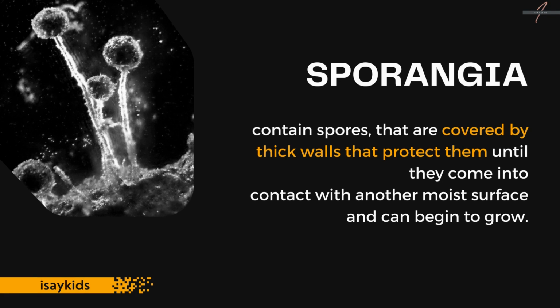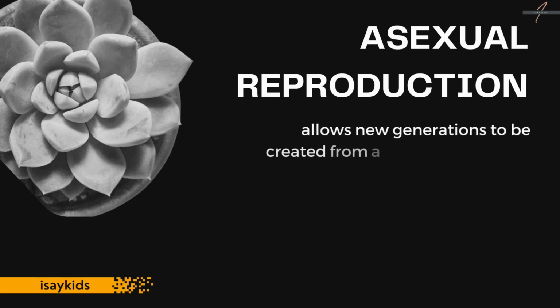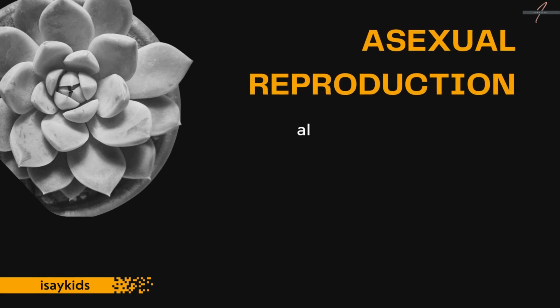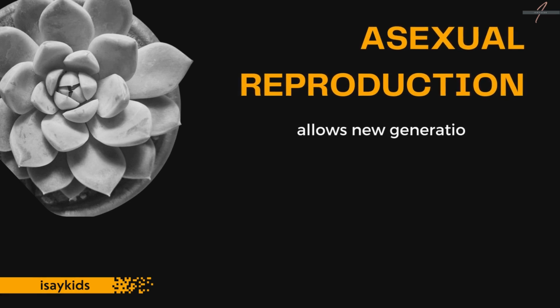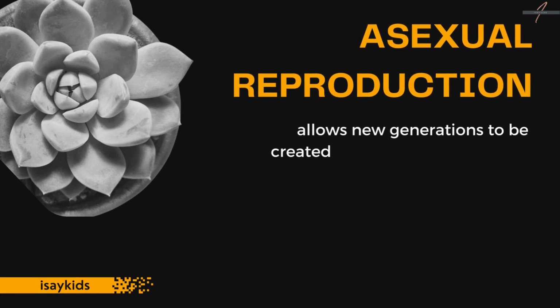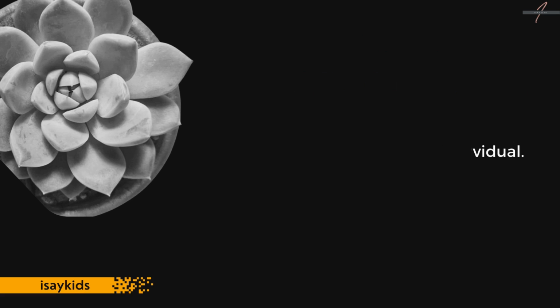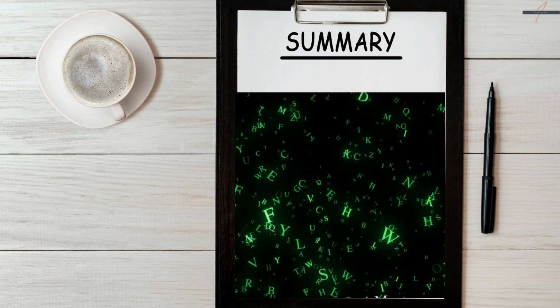can begin to grow. All the modes of reproduction that we have discussed so far allow new generations to be created from a single individual. This is known as asexual reproduction. So, asexual reproduction allows new generation to be created from a single individual. Now, let's do a quick recap.